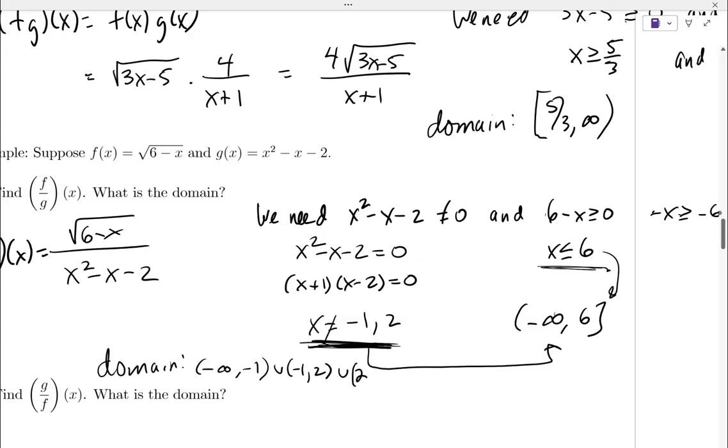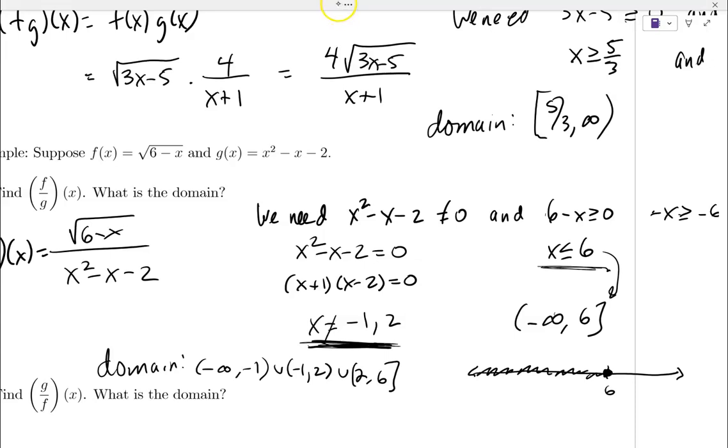Good. 2 to 6. And then the 6 will have a bracket on it. Erase that thing out of the way. If you like to think about it as a number line, the interval from negative infinity up to 6 would look like that, right? You'd put a dot at +6 and shade to the left.